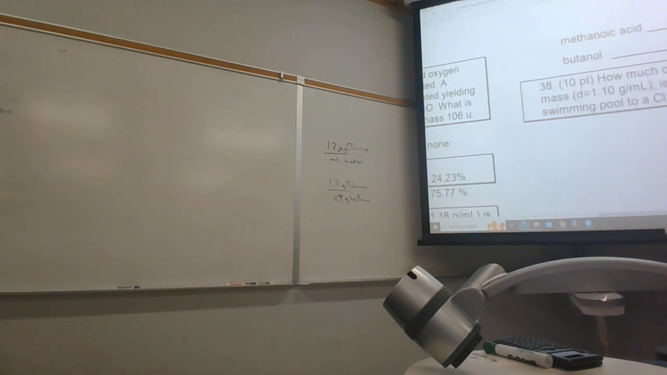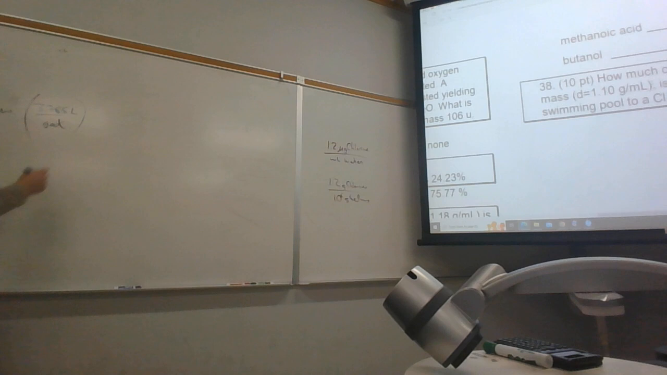To liters. The liters conversion I gave on the board: 3.785 liters per gallon. So you didn't have to memorize that, but a lot of people already had it memorized. So now they have liters of pool water. And then where?